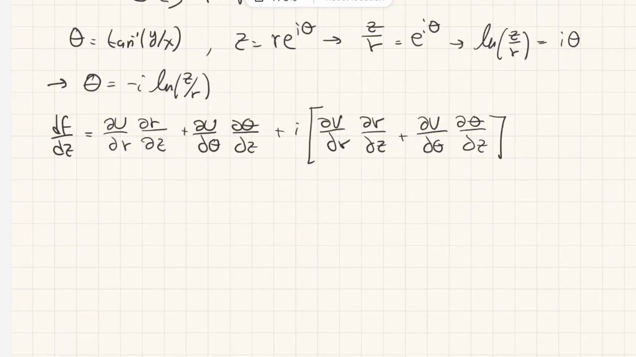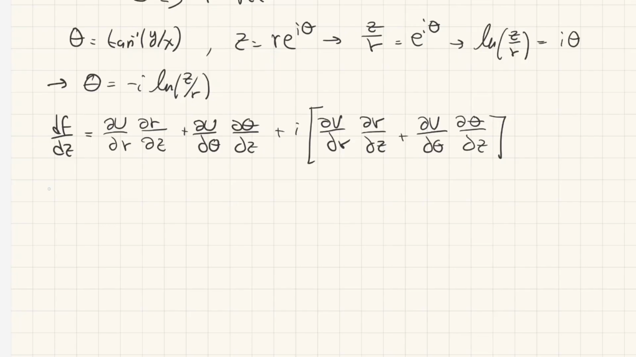Okay, so as you can see, we need to calculate the derivatives of r and theta with respect to z, right? But we already know what are the expressions of theta and r in terms of z, so I think that is not too much problem.